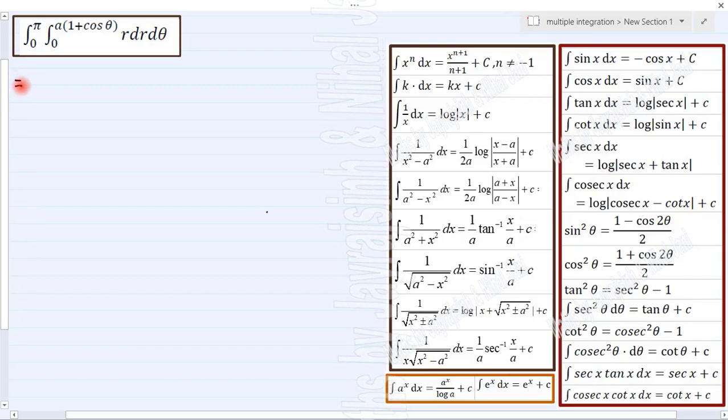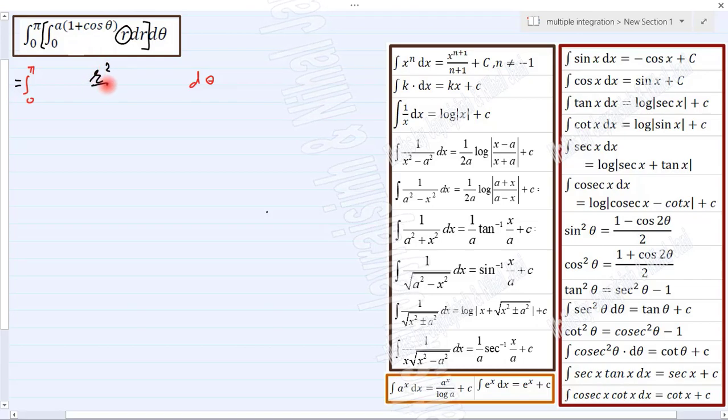Let's evaluate this integration. Your first integration will be as it is. We just have to focus on integration with respect to r. So integration of r will be r square by 2. Your upper limit is a times 1 plus cos theta and the lower limit is 0.